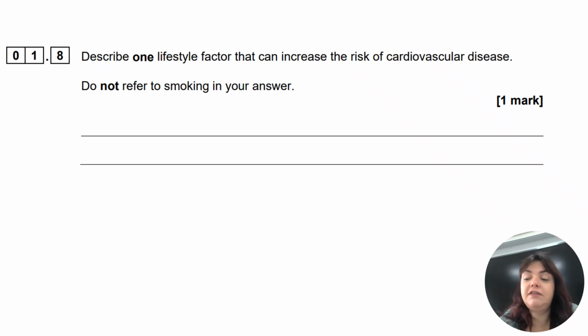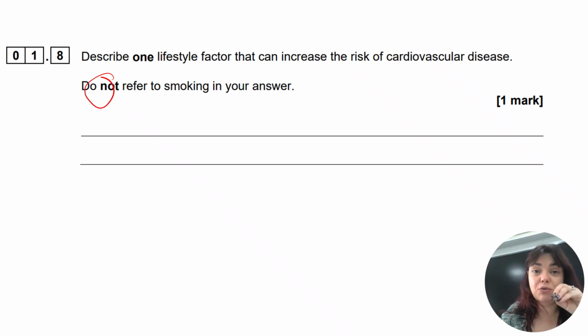Describe one lifestyle factor that can increase the risk of cardiovascular disease. Do not refer to smoking. Now, we can't refer to smoking because you've just had a whole graph that clearly shows you that smoking increases the risk of cardiovascular disease. So if it's asking you not to refer to something and then you go and refer to it, make it make sense. Okay, so what we're looking for here is anything along the lines of poor diet.